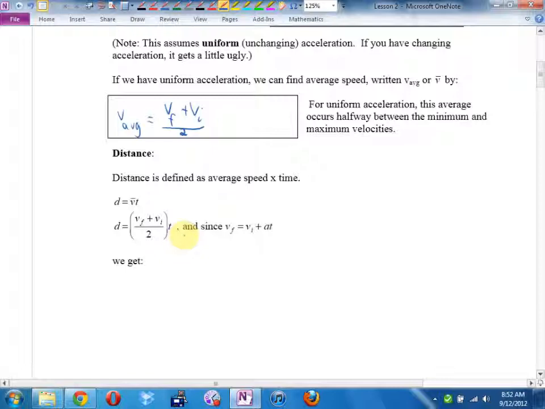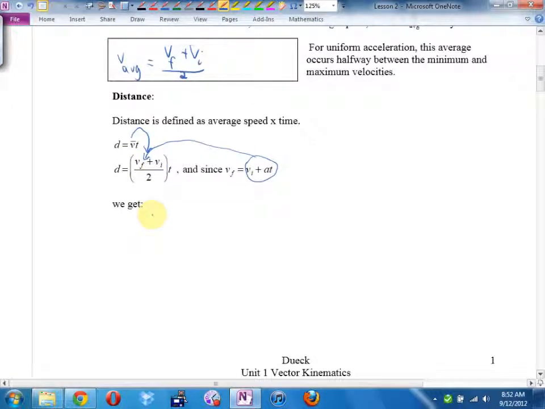Distance. Distance is defined as average speed times time, or in symbols, V bar times t. And since I just finished saying that V bar, or average, was equal to that, we can substitute it in there. Since V final is the same as VI plus AT, I can plug that in for V final. If I do that, I get something that starts to look kind of messy.